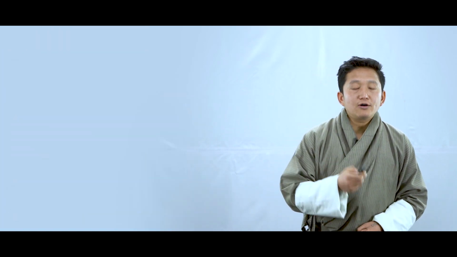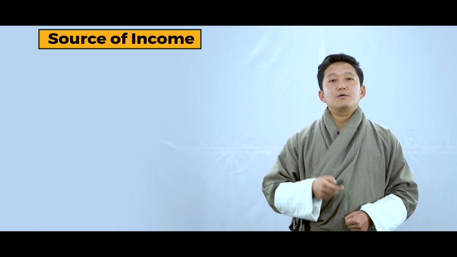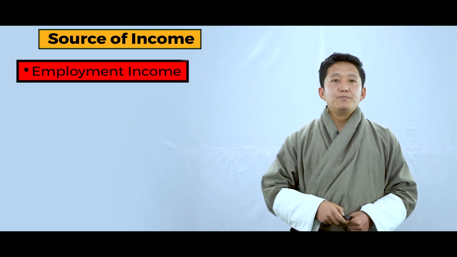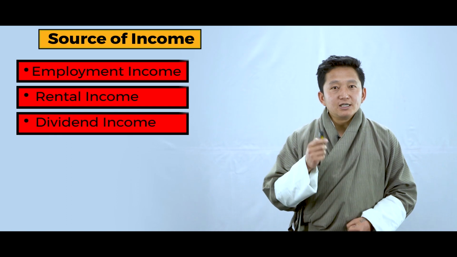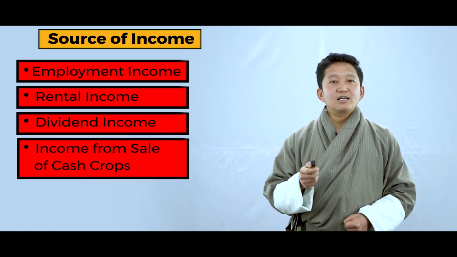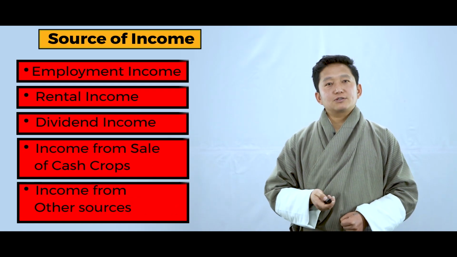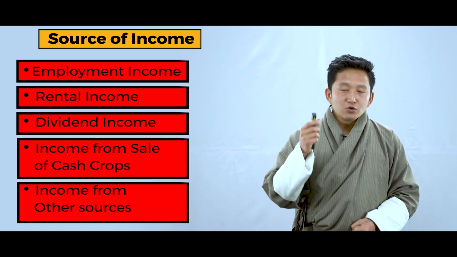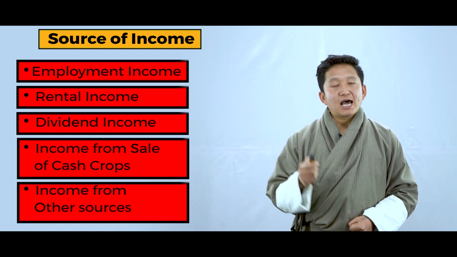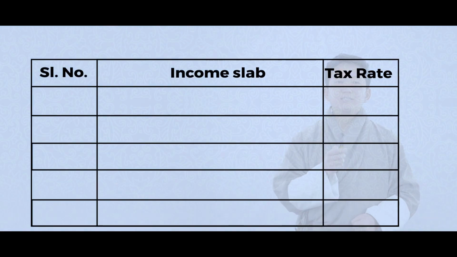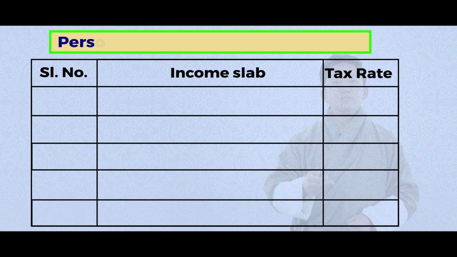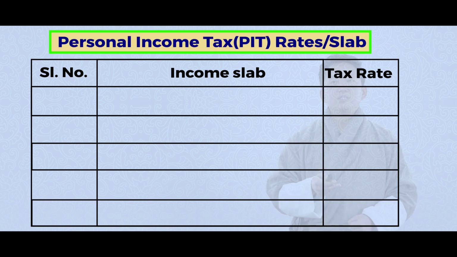What are the sources of income then? Sources of income are employment income, rental income, dividend income, income from sale of cash crops, and income from other sources. There are many sources of getting an income. On those incomes, we are liable for some tax. So this tax, we have a rate, and that tax we file in the form of personal income tax. This rate is derived from the Department of Revenue and Customs, Ministry of Finance.